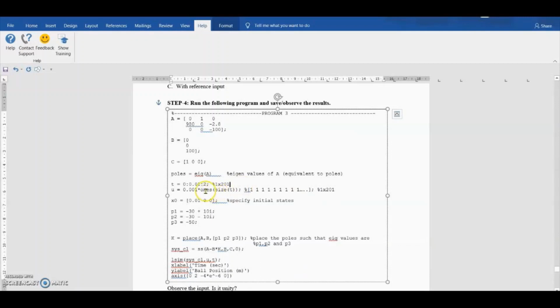So these many ones will be there, and all will be multiplied by 0.001. That means we are providing a step of 0.001. So this is nothing but step input. Now let us run this.